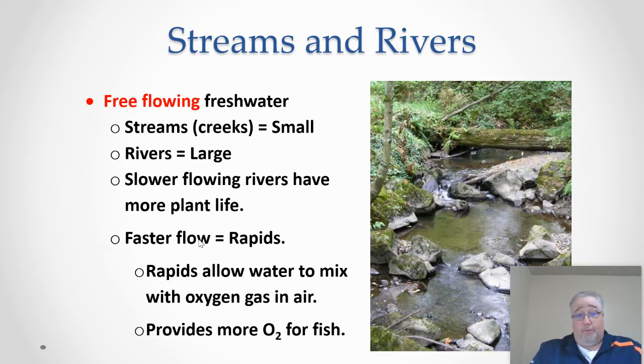The faster the flow, the more likely you are to have rapids. Rapids are like the white water on top of the river. The thing about rapids is they allow more oxygen to get into the water, and that's good for fish, because fish like to breathe in oxygen. So the more rapids there are, typically the more oxygen there will be in the water. Again, the flow of the water does impact the living things that are in it. So the speed of the river could be an abiotic factor for the living things that are in the water.